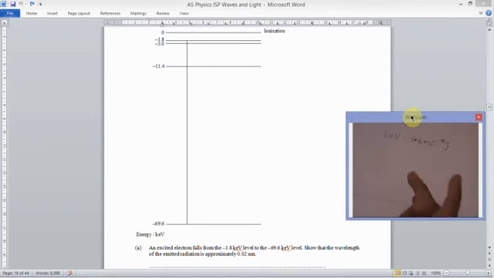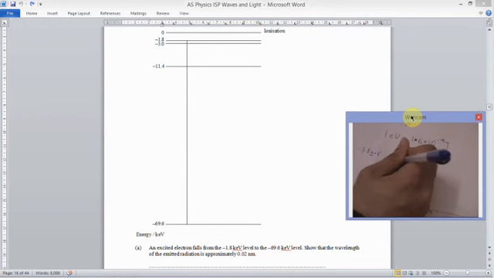minus 1.8 kilo electron volt. Okay, so kilo, key point there, times 10 to the 3. Let's have that on the side. To the 69.6 kilo electron volt level. Again, so we've got the idea of a times 10 to the 3 in there. Show that the wavelength is approximately 0.02 nanometers. Nano is times 10 to the minus 9. Okay, that's the idea there.